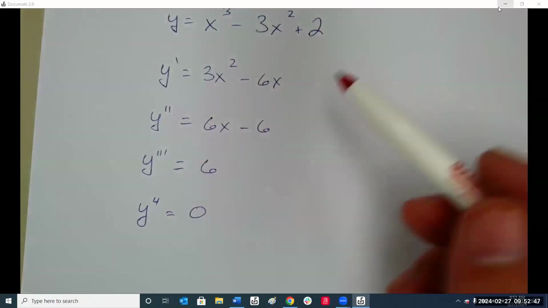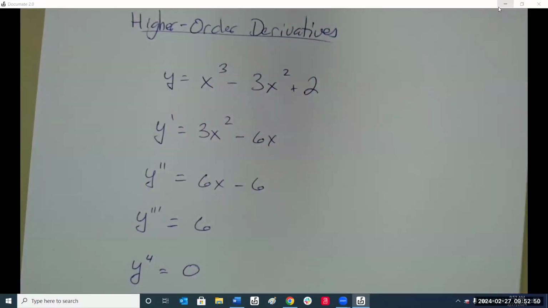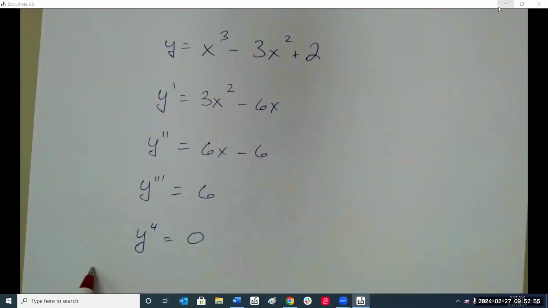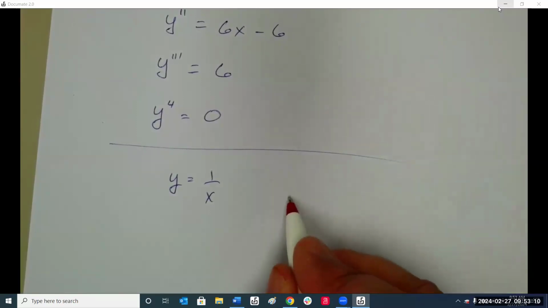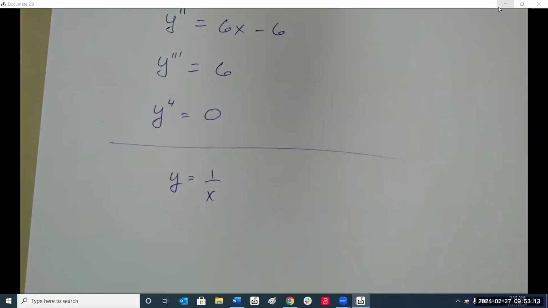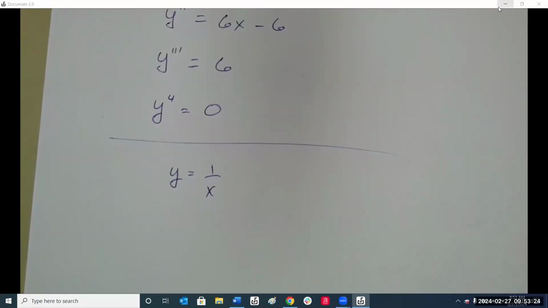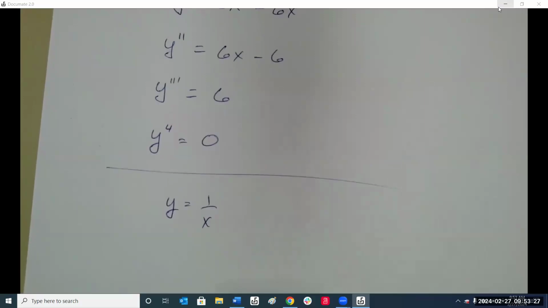So we see here the polynomials eventually have an expiration date. But if we had a quotient, that would keep on going and going, because the derivative would never disappear. Because the first derivative would be negative 1 over x squared. The next one would be negative 2 over x cubed, and keep on going. So you're not restricted on how many derivatives you can take, only how far the function takes you.